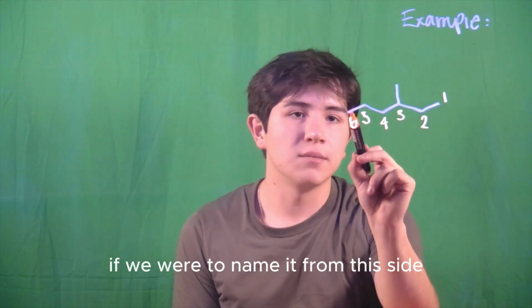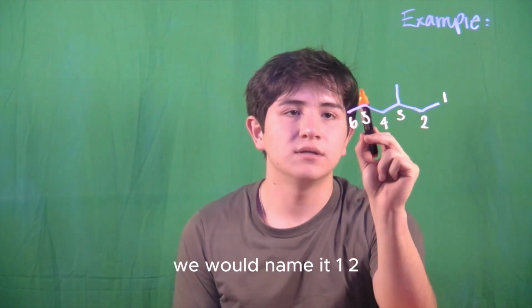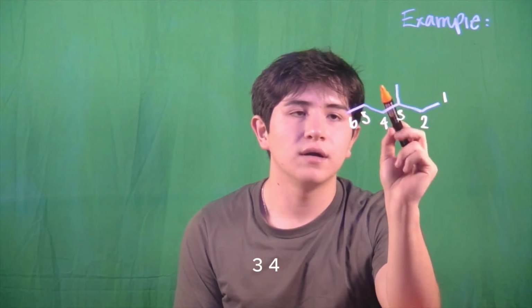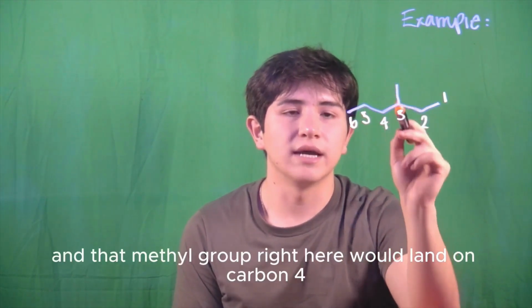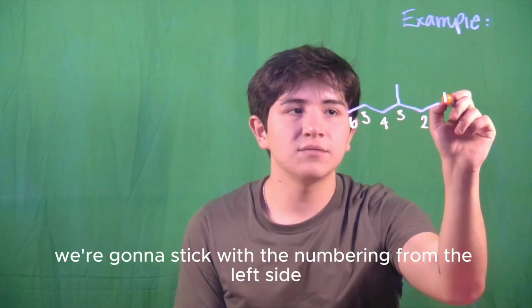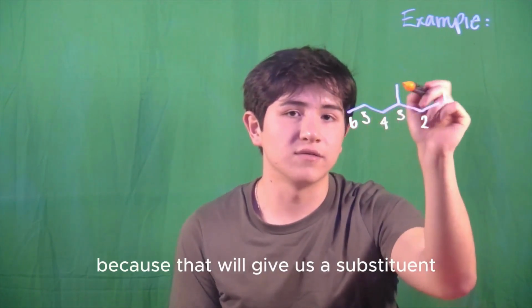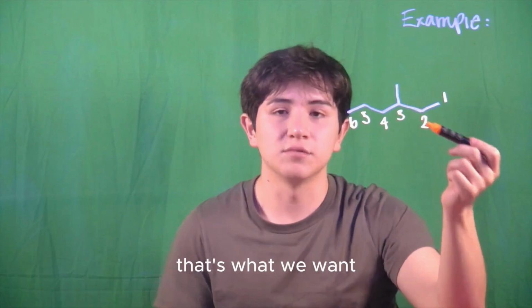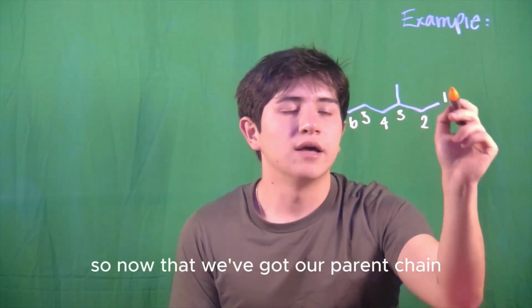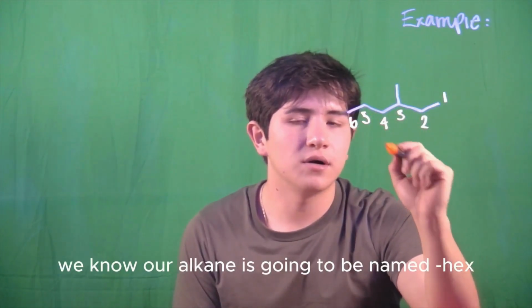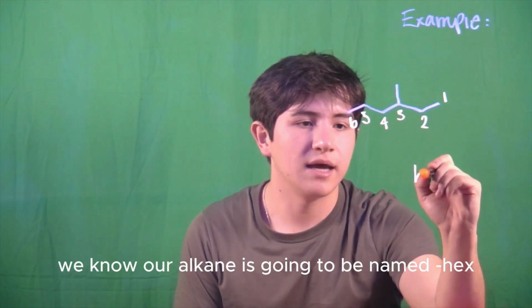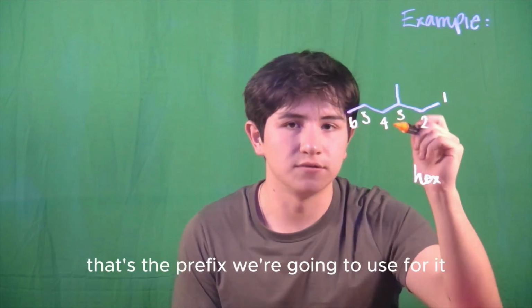However, if we were to name it from this side, we would name it 1, 2, 3, 4, and that methyl group right here would land on carbon 4. We're going to stick with the numbering from the left side because that'll give us our substituent on the lowest numbered carbon. That's what we want. So now that we've got our parent chain, we know our alkane is going to be named hex. That's the prefix we're going to use for it.